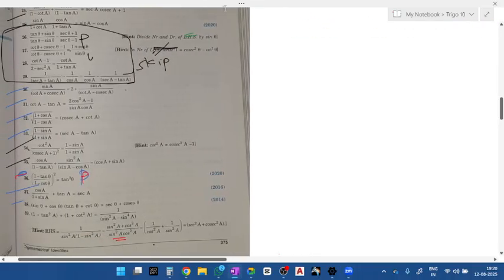Next question, I'll give it for homework. The 34th, we'll try the 34th question. Okay, 34th is a bit lengthy. Try the 37th question. All of you will try the 37th one.